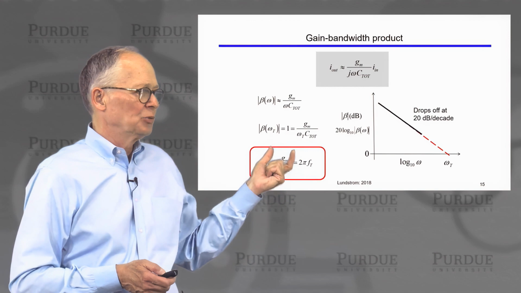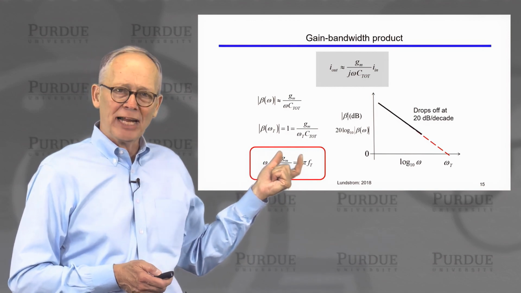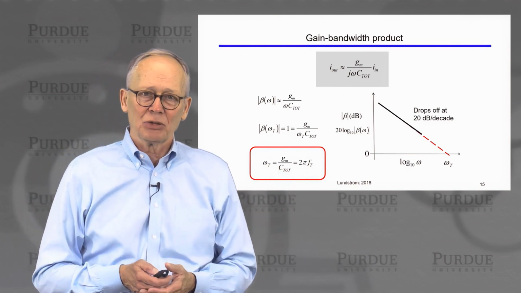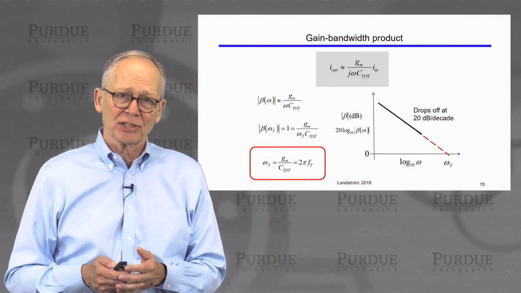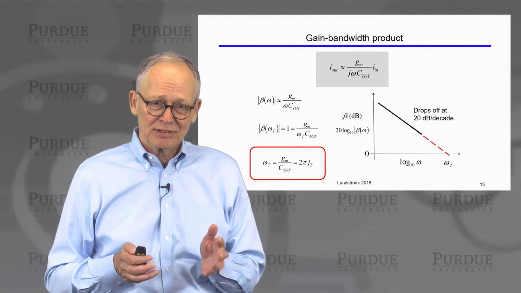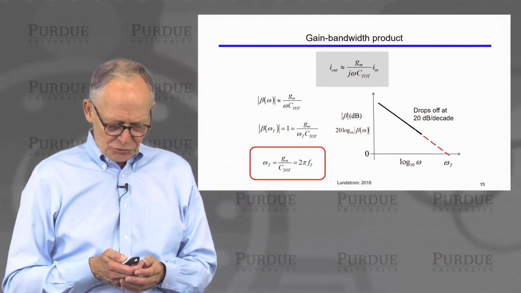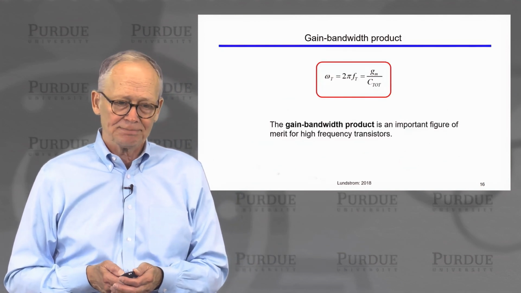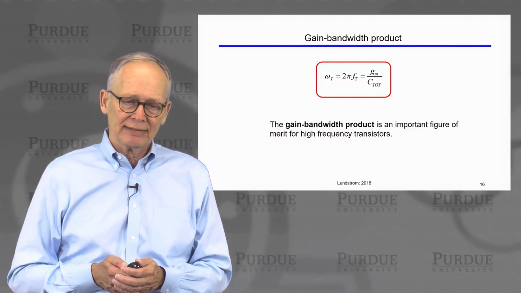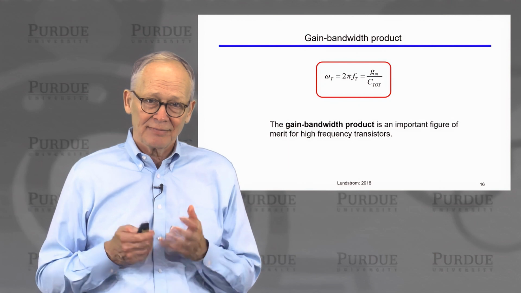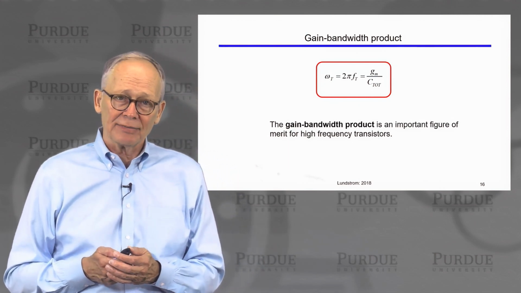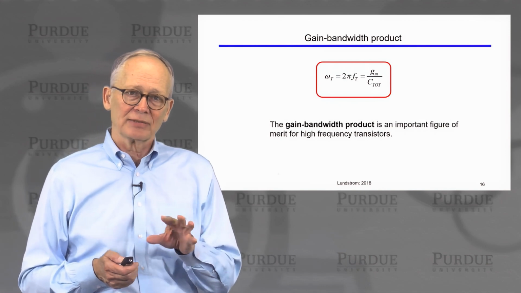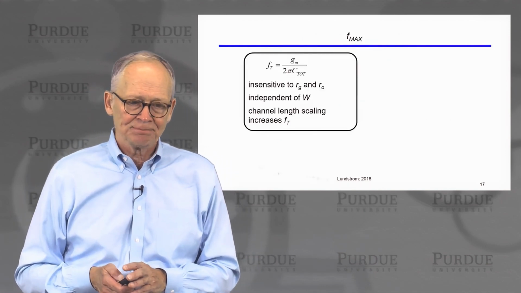G sub M is what makes the amplifier an amplifier. The higher the G sub M, the better. Capacitance is what slows things down because we have to charge and discharge the capacitor. So high capacitance is bad. So G sub M over C total is the gain bandwidth product. So the gain bandwidth product is a very important figure of merit for analog RF transistors to assure that we're going to be able to operate our circuits at the frequencies that we need to operate them at.